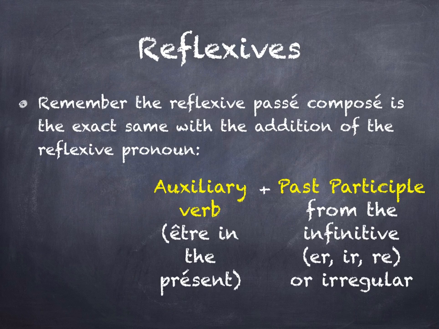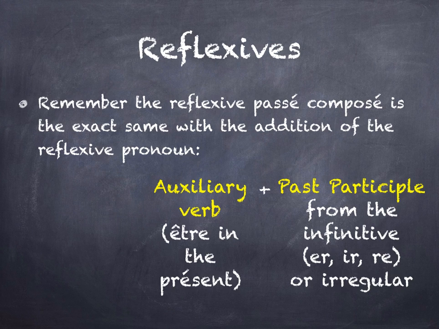Remember that the reflexive passé composé takes the exact same basic format. We have the auxiliary verb, which will always be être. All reflexive verbs will always take être. We will never see avoir here. The auxiliary verb, which is être, conjugated in the présent for whatever our subject pronoun was, plus the past participle, which is formed the exact same way it would normally be.